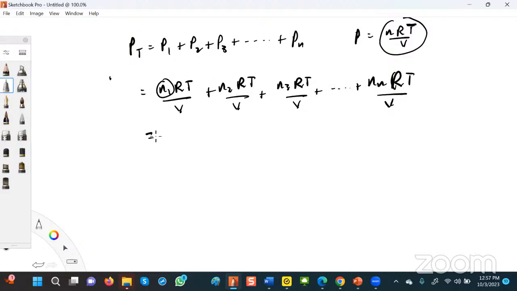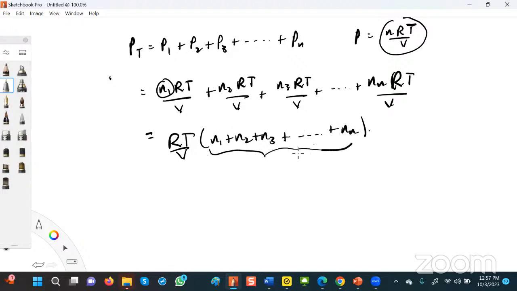Now, we can simplify this equation by factoring out the RT over V. When we do that, we end up with RT over V times N1 plus N2 plus N3 plus all the way to Nn. All of this represents the sum of the moles of all the gases in the mixture. So we can simply call that NT, the total number of moles of all the gases in the mixture. That simplifies the equation: PT is equal to NT times RT over V.